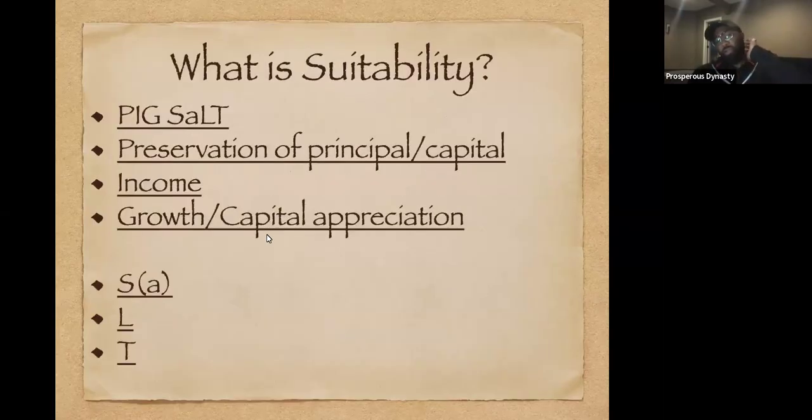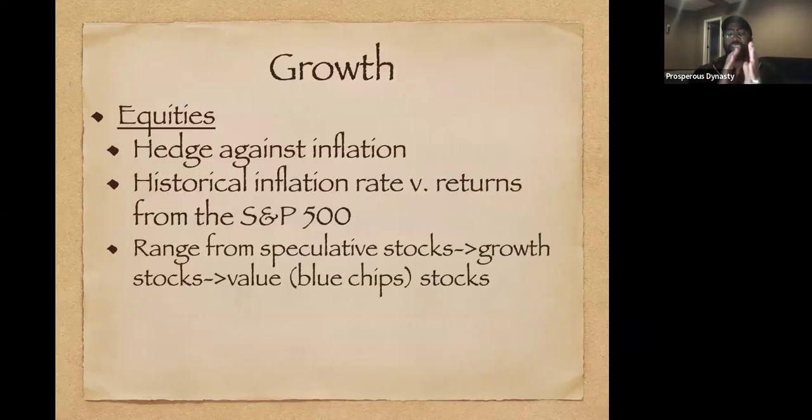All right. So the next thing in the PIGSAW is the G. Preservation of principal, income, and growth of capital appreciation are three classical determinations for suitability, what people actually look for when they come into your office and say, what can you do for me with my money? So growth is probably the biggest one, right? We want somebody to invest, and invest early, right? So this is equities, this is the stocks. This is where we put our money in stocks.